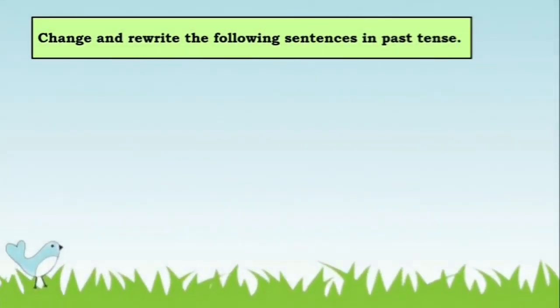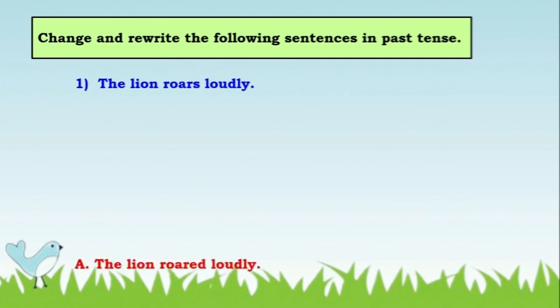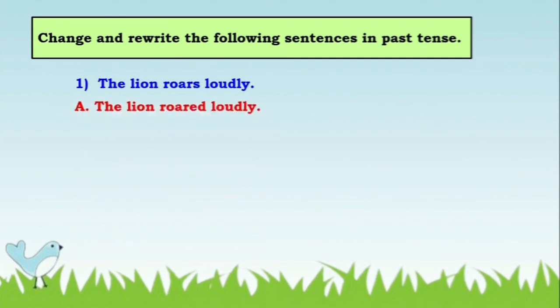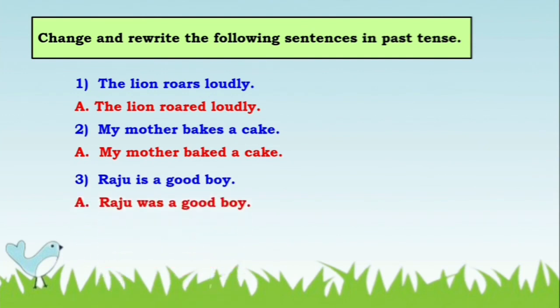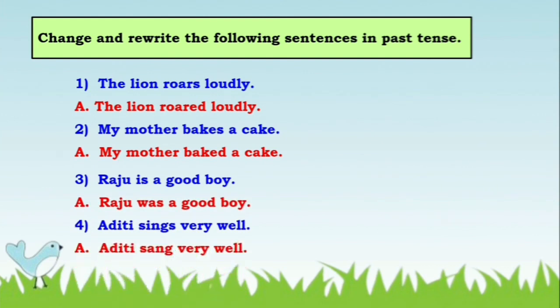Change and rewrite the following sentences in past tense. The lion roars loudly. This sentence is of simple present tense and we have to change it into past tense. So, the lion roared loudly. My mother bakes a cake. My mother baked a cake. Raju is a good boy. Raju was a good boy. Aditi sings very well. Aditi sang very well.